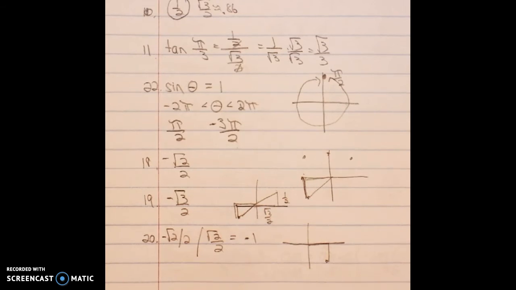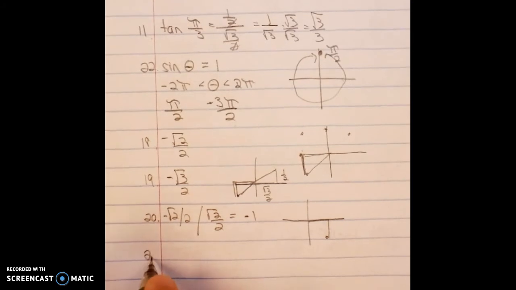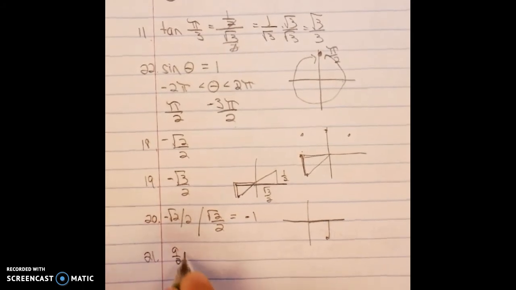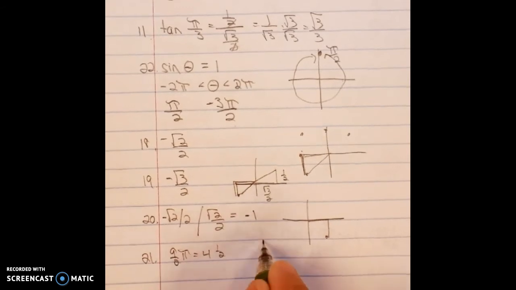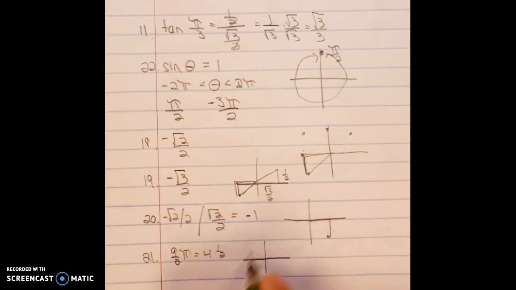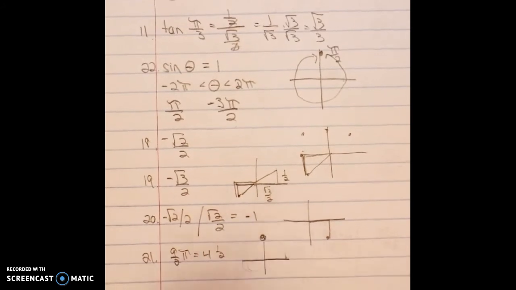Finally, the last set in there is 9 pi over 2. So 9/2 pi radians would be equal to 4.5. So that's 2 radians, 4 radians, and 1/2 of 1. Puts me right here, and I'm looking for the cosine, which is my x value, which in this case would be 0.